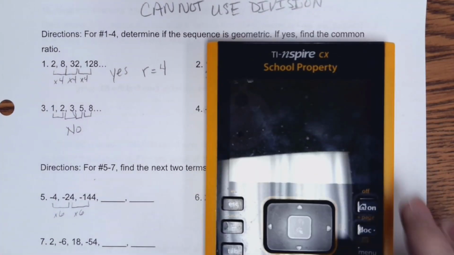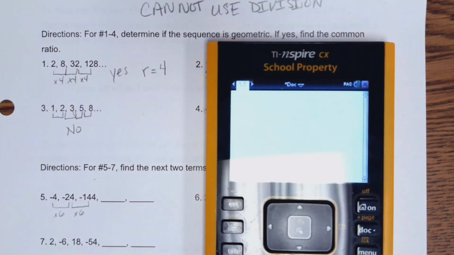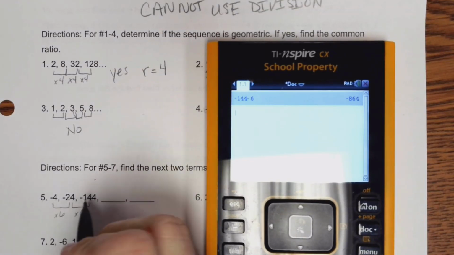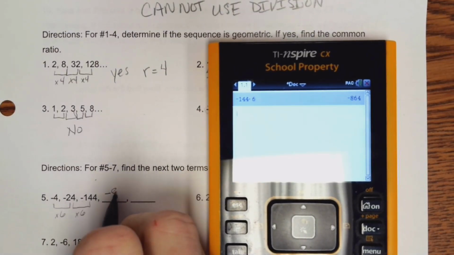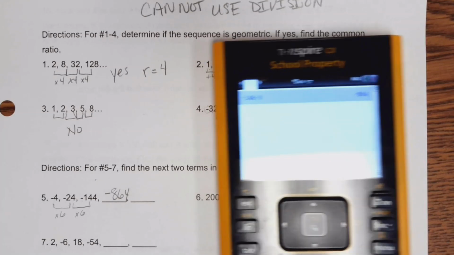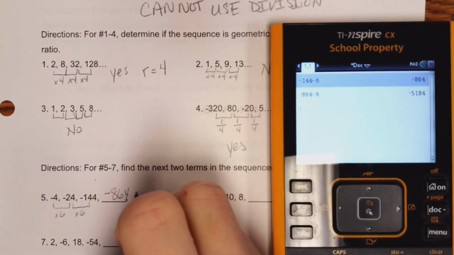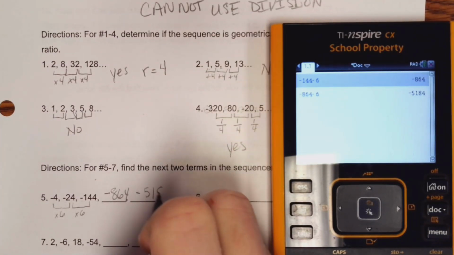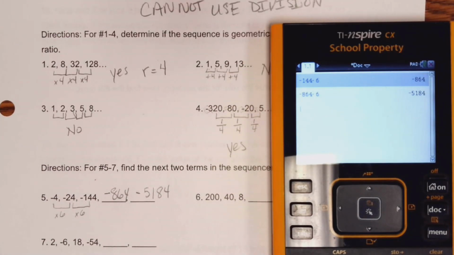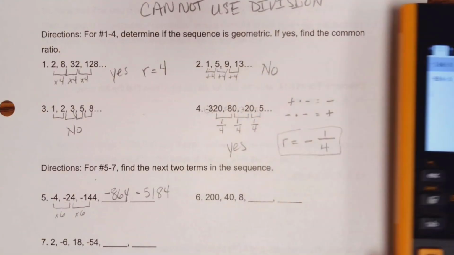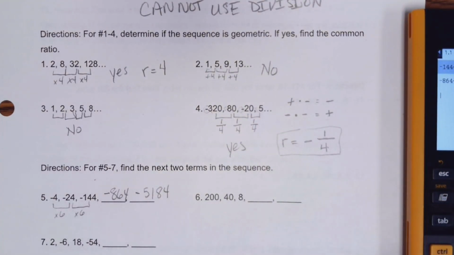So I'm going to set my calculator here. Let's turn this on. And let's do negative 144 times 6. And I get negative 864. And then I'm going to take that times 6. And we get negative 5,184. Okay? So that's how we do that part.